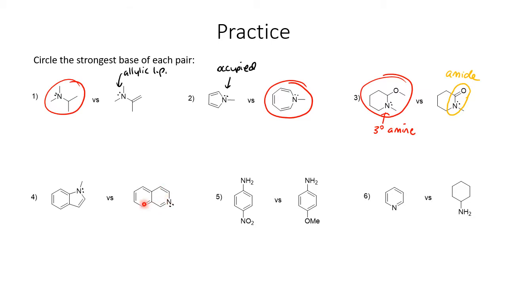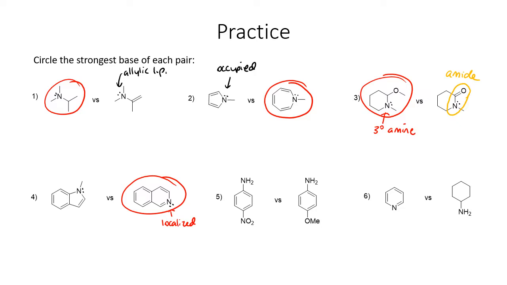Over here, we again have 2 rings fused together. We can see that we have a total of 2, 4, 6, 8, 10 pi electrons without the lone pair here. So these lone pairs are actually localized. They're not participating in aromaticity like we have for the first compound. So that's going to make the second one more basic.